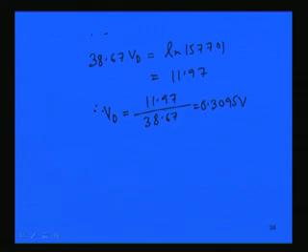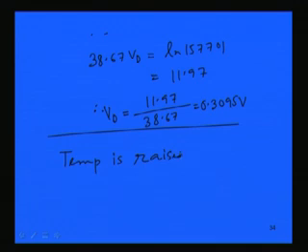Now, the third part of the problem: the temperature is raised by 30 degrees centigrade from room temperature. Earlier it was at room temperature, now it has been raised by 30 degrees centigrade. So, now the reverse saturation current will be rising, and you know that for each 10 degrees centigrade rise, the reverse saturation current rises by 2 times.